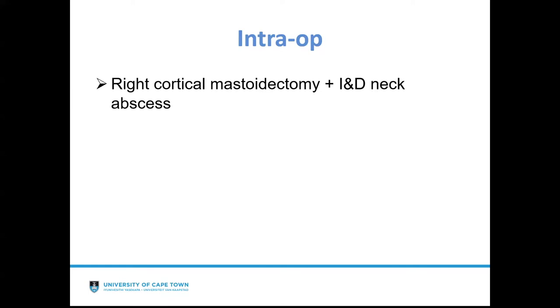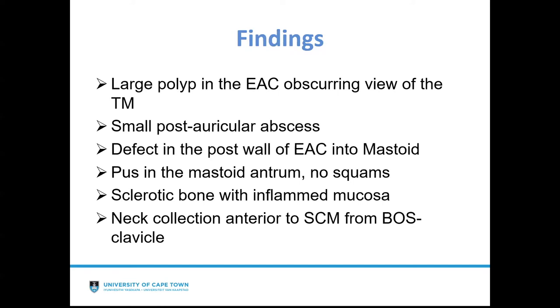There was a finding of a small subperiosteal abscess and a large polyp in the external otic canal, obscuring the view of the tympanic membrane. There was also a defect in the posterior wall of the external otic canal into the mastoid. Passing into the mastoid antrum, there was squamous debris. The mastoid was also sclerotic and noted was the collection, which was extending from the sternocleidomastoid, from the base of skull to the level of the diaphragm. So a cortical mastoidectomy was done, and the neck abscess was also drained via a transcervical incision.